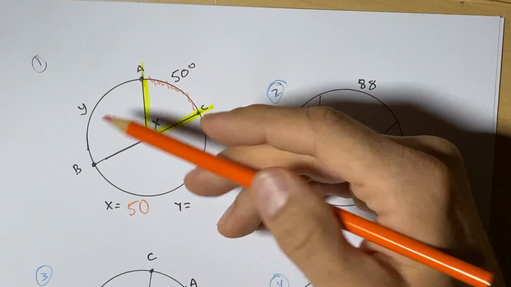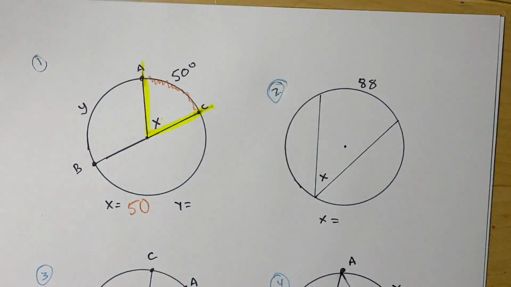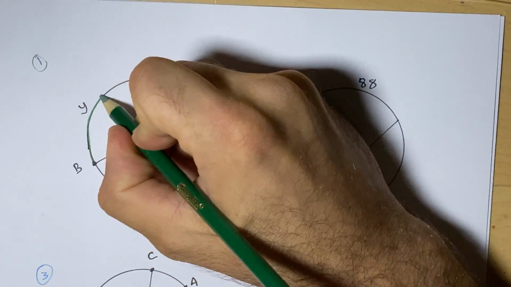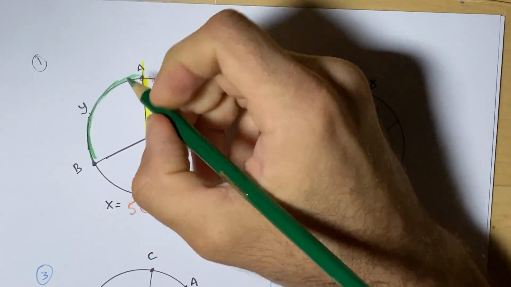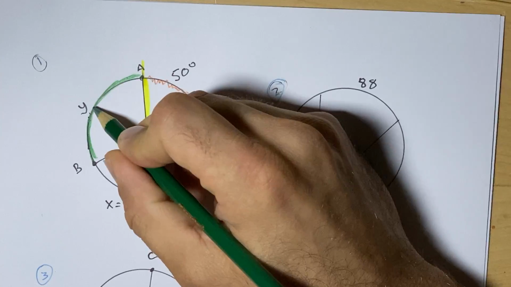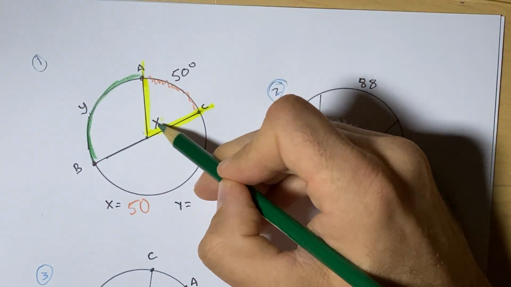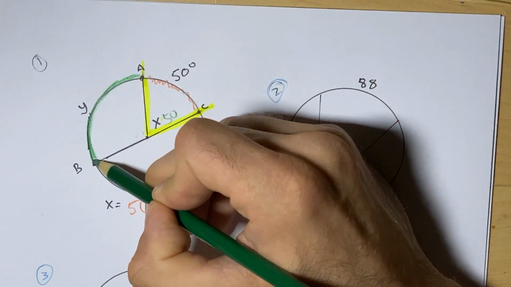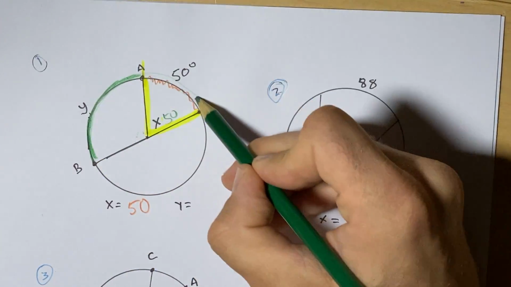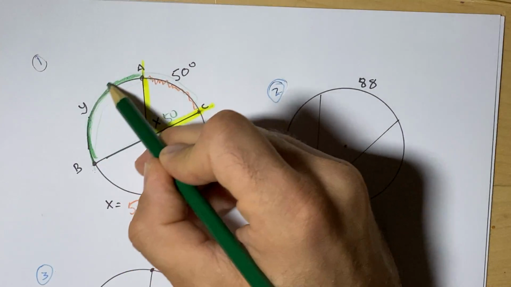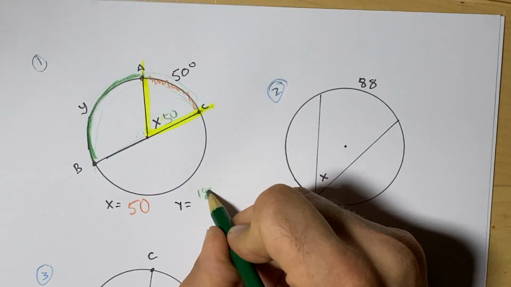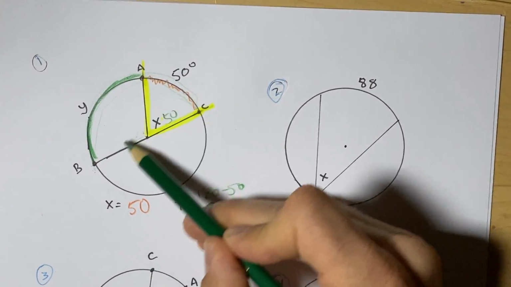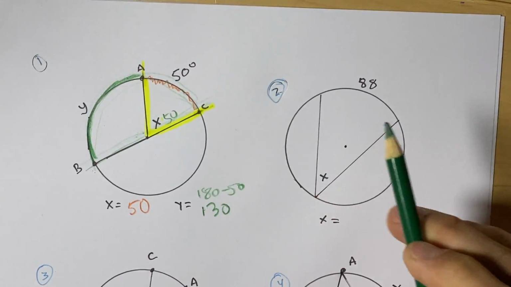Then we look at y, and it's looking at the arc up here from B to A. And again, the central angle will be the same as the arc. So if we know that this is 50, we can find this with linear pairs, or just remember that an entire circle is 360, but half the circle is 180. So y will be 180 take away 50, or 130. 130 plus 50 makes our half circle of 180.